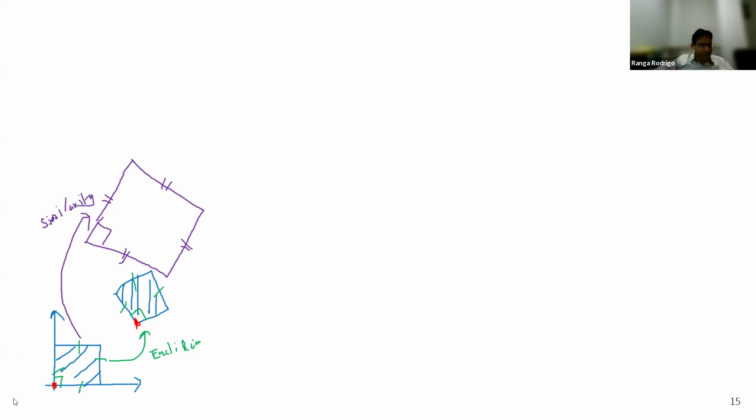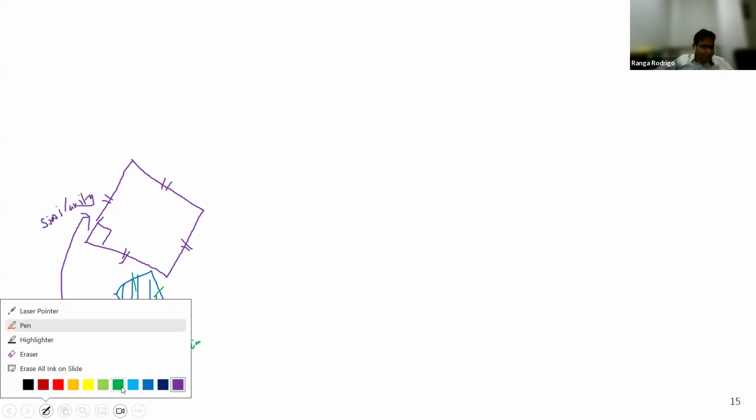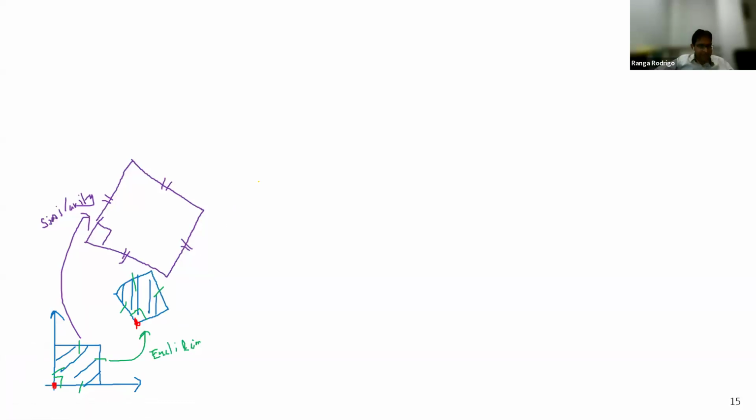But this is not all. Due to actions of cameras and so on, different things can happen. Sometimes this can become a rhombus. This is a rhombus, not a parallelogram, I'm drawing a rhombus. So the sides are still equal, but the angle is no longer 90, you can see. This kind of transformation we call an affine transformation.